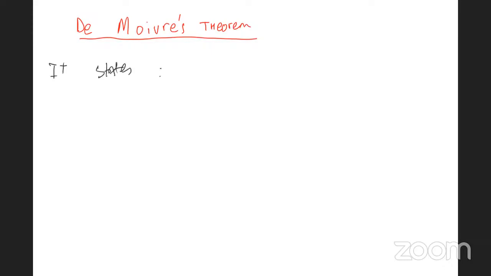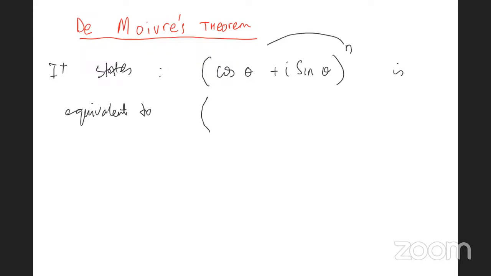Right, it states that if we have cosine theta plus i sine theta to the power of n, it is equivalent to, right? All we have to do is just take the n and bring the n in front here. And I showed you where that came from in one of the earlier slides. So that'll be cos n theta plus i sine n theta. So if you have cos theta plus i sine theta to the n, it is the same as cos n theta plus i sine n theta.